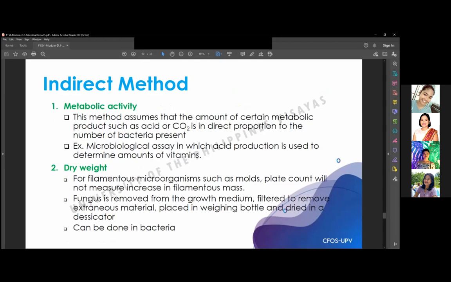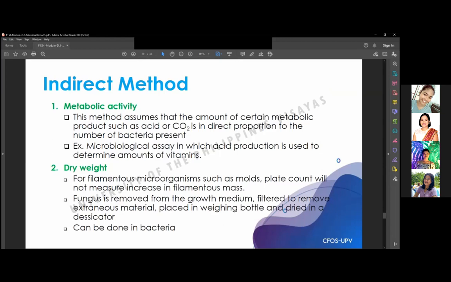So for the metabolic activity, this one is very expensive. All right. And as the bacteria multiply kasi, we know that they produce certain products. So those products can be in the form of CO2 or acids. And those products are being measured to determine indirectly the number or the volume of microorganism na present.